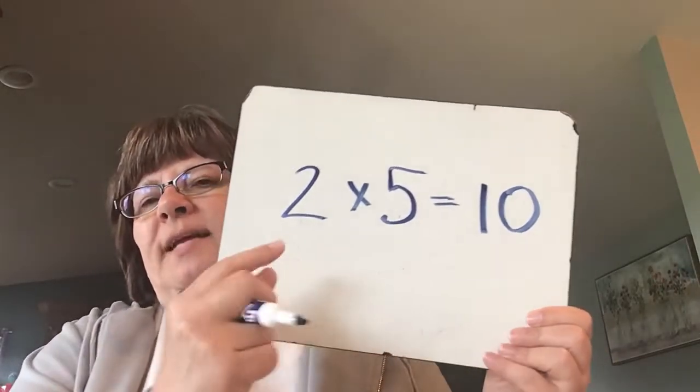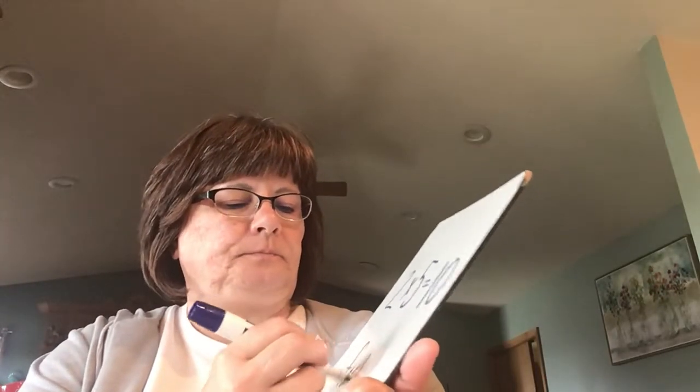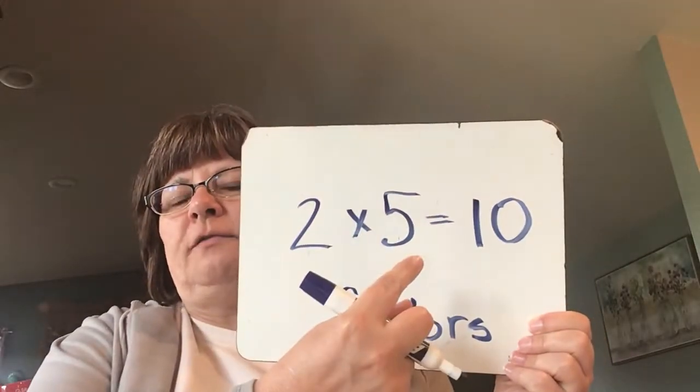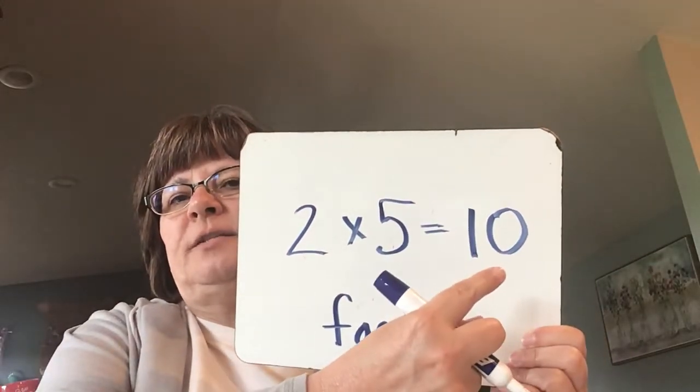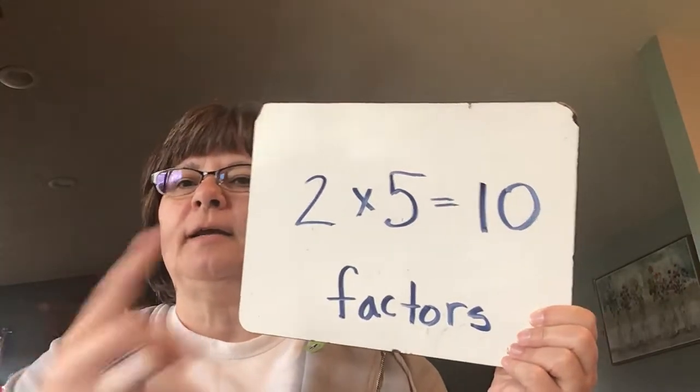So what we would say about this in talking about factors is that 2 and 5 are factors of the number 10. So if I asked you, what are some factors of the number 10? You could say 2 and 5, Mrs. Frank. Okay, let's try another unknown number or unknown factor.